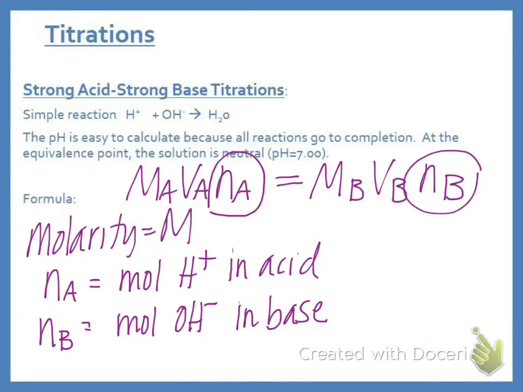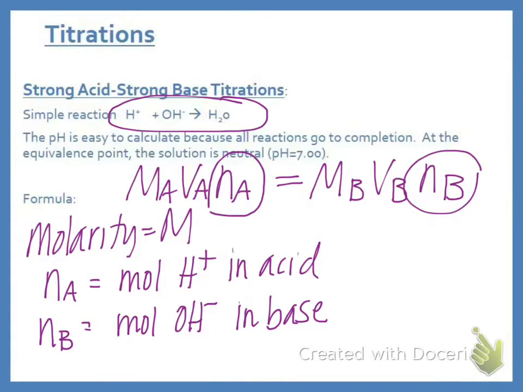Because when we have this is the simple reaction of what's going on in a titration. Because the salt is aqueous, it stays dissolved. You're actually forming liquid water. That is the actual reaction that's happening. And so we have a hydrogen reacting with a hydroxide that forms water. So that's why we can use this formula.